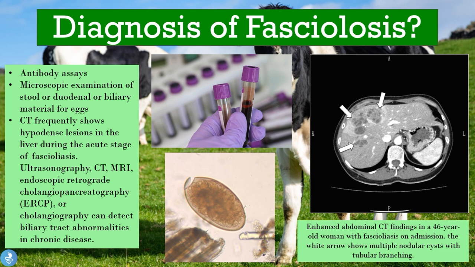So if we take a closer look at this image on the right side of my screen, it's actually an image of an enhanced abdominal CT finding in a 46-year-old woman with fasciolosis on admission. The white arrows, which are here, show multiple nodular cysts with tubular branching. So we have these multiple nodular cysts with tubular branching.